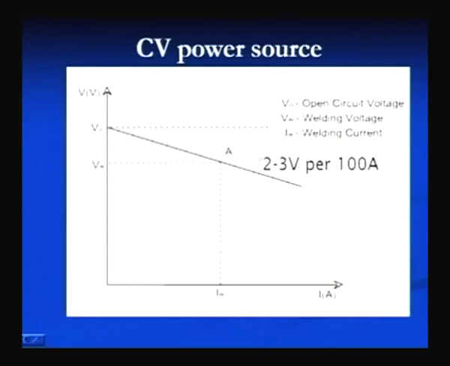So, minor fluctuation in the arc length or arc voltage leads to a significant change in the welding current in the constant voltage power sources, which in turn produces a great change in the melting rate, which helps to maintain the arc length if the constant speed wire feed system is used.